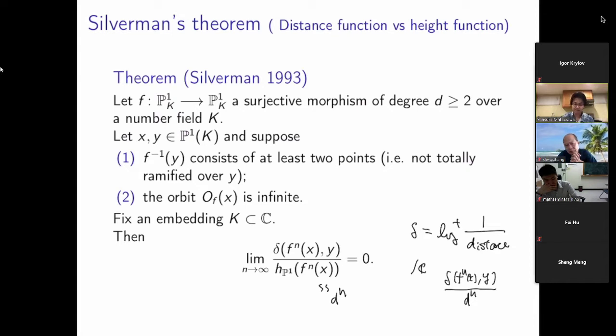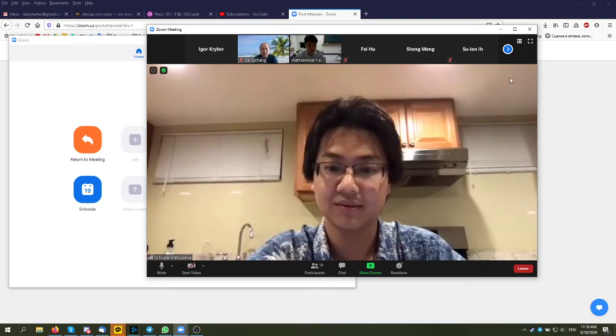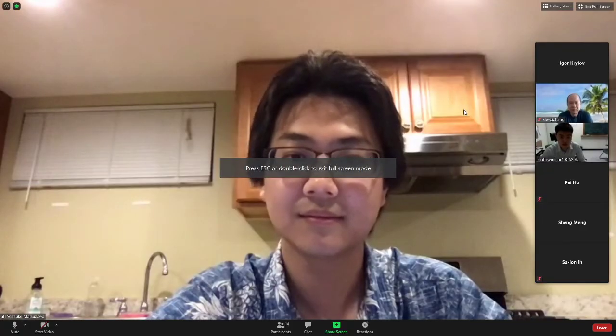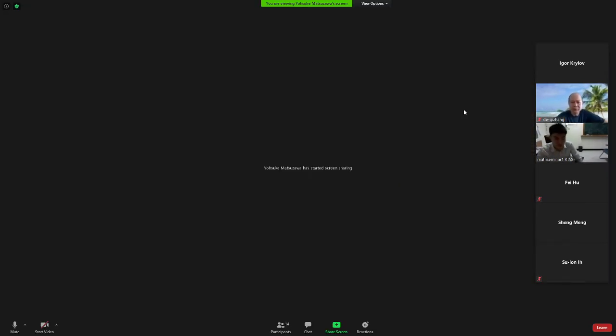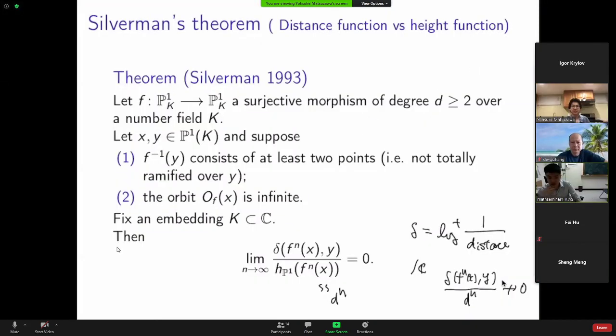Okay, so let me sketch why this kind of local height thing. Oh, so do you see theorem by Silverman? I guess the connection is interrupted. I can see the whiteboard. Okay, so let me. Okay, let me try again. All right. Oh, I guess it's okay. So do you see? Okay.